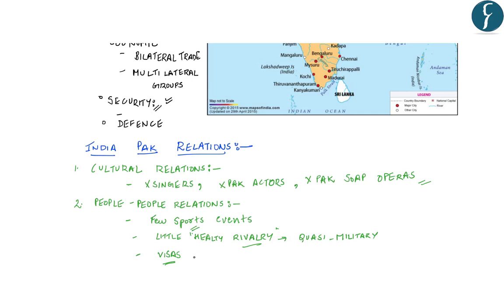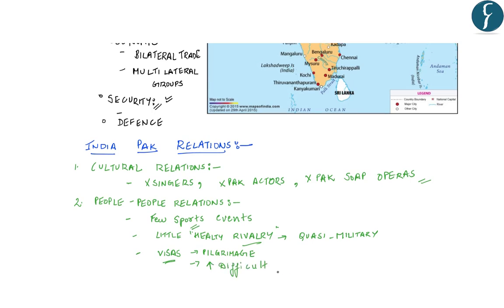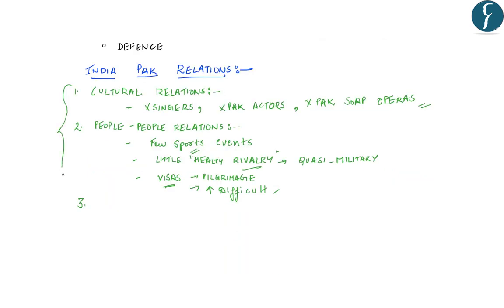Although visas are granted for pilgrimage, for all other travel they are very, very difficult. First of all, your movement is restricted, it is tightly controlled, and whenever visas are granted, it is as an exception to the rule. And such degradation of cultural and people-to-people relationships is not expected in countries like India and Pakistan, which share so much culturally and historically. Like we have common history, we have common language, we share our food, our religion, our customs, and therefore these deteriorating relations are a cause of worry.